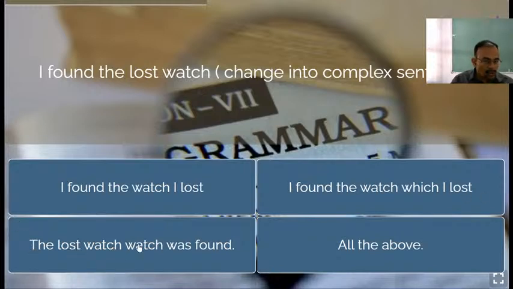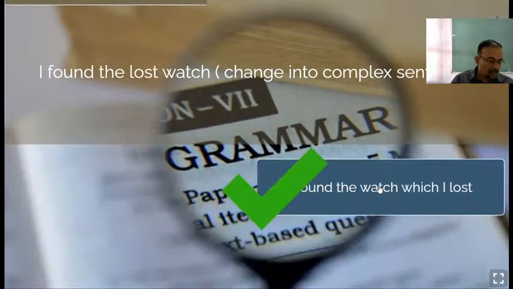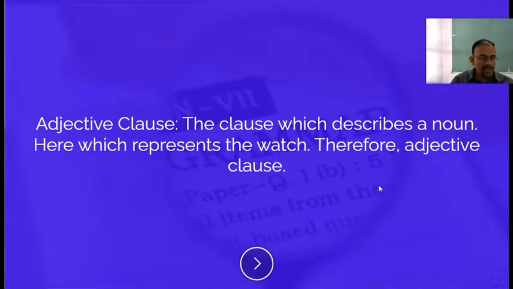Next, the lost watch was found. Here there are no two parts, no connector, so it cannot be a complex sentence. All the above cannot be the answer. Why? Because there is only one sentence which is the complex sentence. Therefore, I found the watch which I lost is the correct option. What is the explanation? You see the explanation given here. The clause which describes a noun, here which represents the watch, therefore it is an adjective clause. That was also an example of an adjective clause. Anyway, let's move on to the next.